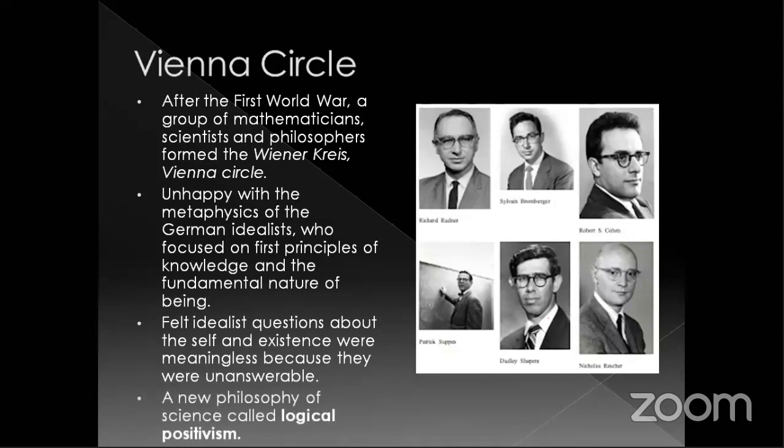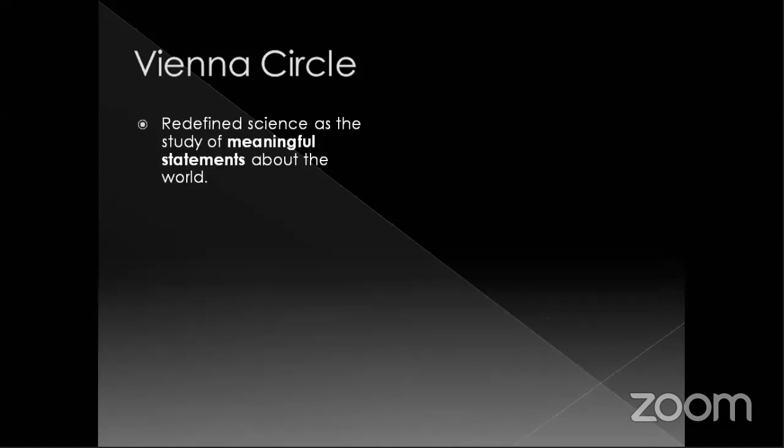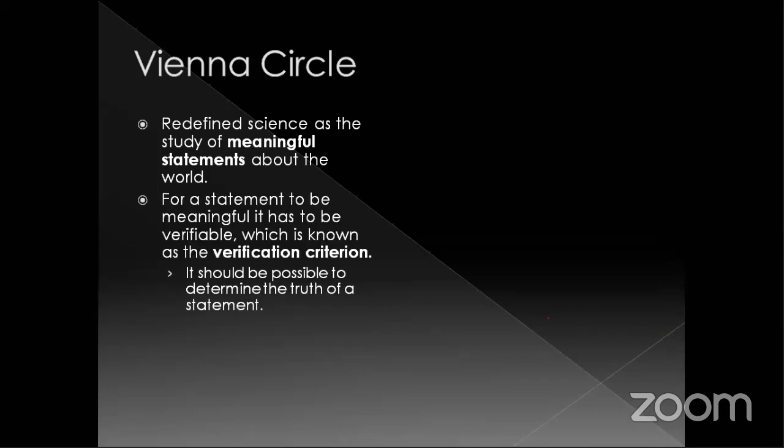So the new philosophy called logical positivism arrived. They redefined science as the study of meaningful statements about the world. For a statement to be meaningful, it has to be verifiable, which is known as the verification criterion. This is very important among the logical positivists. It should be possible to determine the truth of a statement. If you don't verify the truth of a statement, then it's meaningless. So, study of meaningful statements, and verification criterion. These are the two prominent features of logical positivism.